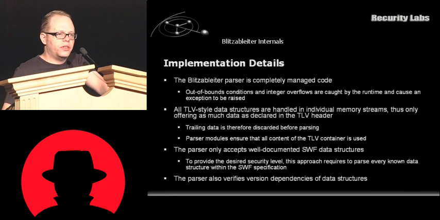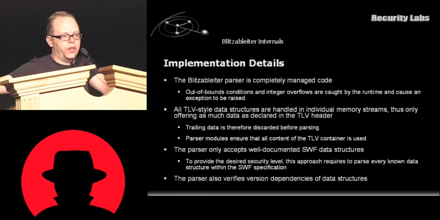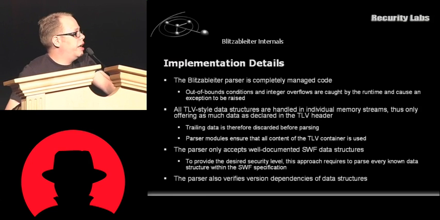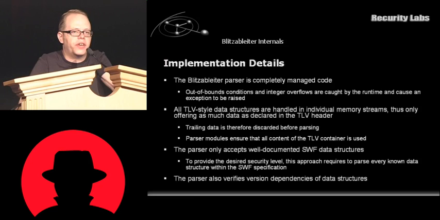We can actually load the individual TLV data blocks into individual memory streams, so every time we have an outside reference, we will catch that. And with this approach, we can also see if we have trailing data or if any of the length fields are not correct. We only accept well-documented data structures. So if there is an undocumented data structure, we're going to reject that. The downside of that approach, of course, is that we actually have to parse everything in the file, which requires a lot of code.